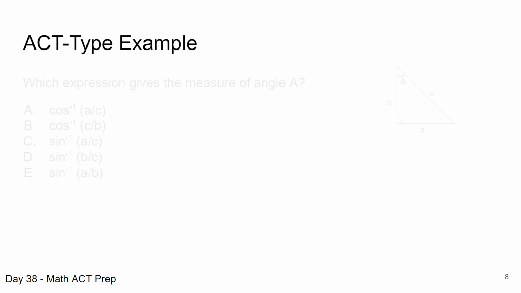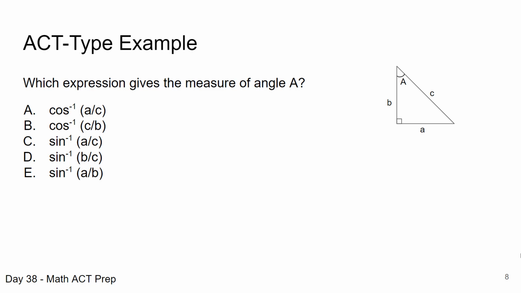But now let's take a look at one such example. Pause the video here, work this problem, and come back and we'll check it together. The question asked, which expression gives the measure of angle A? So we are looking for an angle measure, and we have side lengths drawn out.